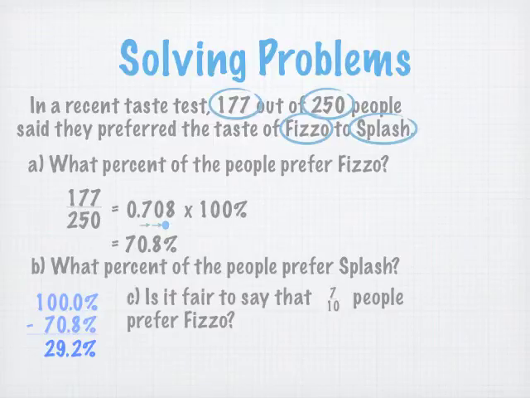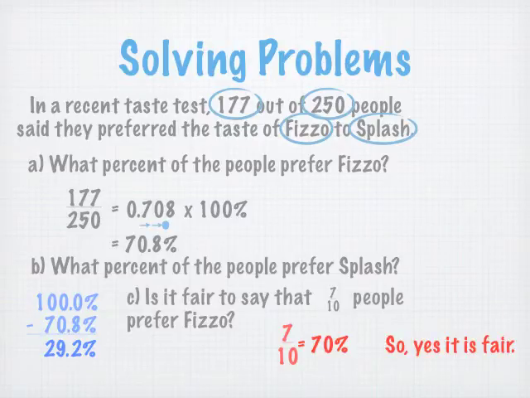C. Is it fair to say that 7 out of 10 people prefer Fizzo? So imagine Fizzo has a commercial, and they said 7 out of 10 people prefer Fizzo. Is that fair of them to say? Well, 7 out of 10, if that was a percentage, that would be 70%. And that's pretty much what the actual test was. So yeah, it's fair of them to say.